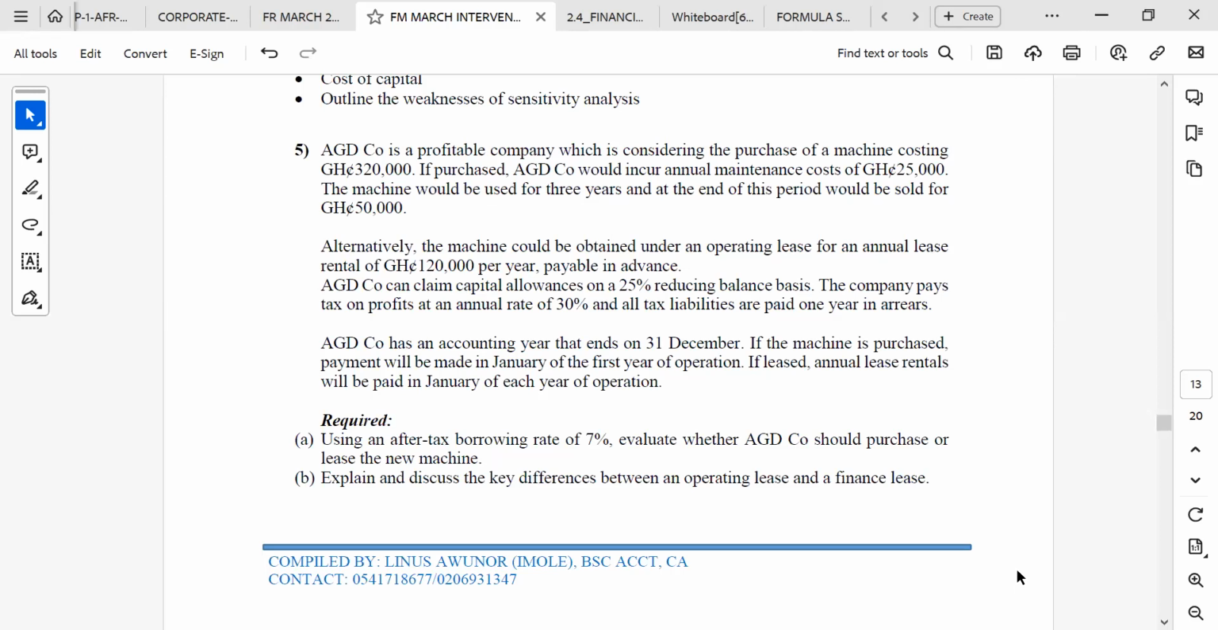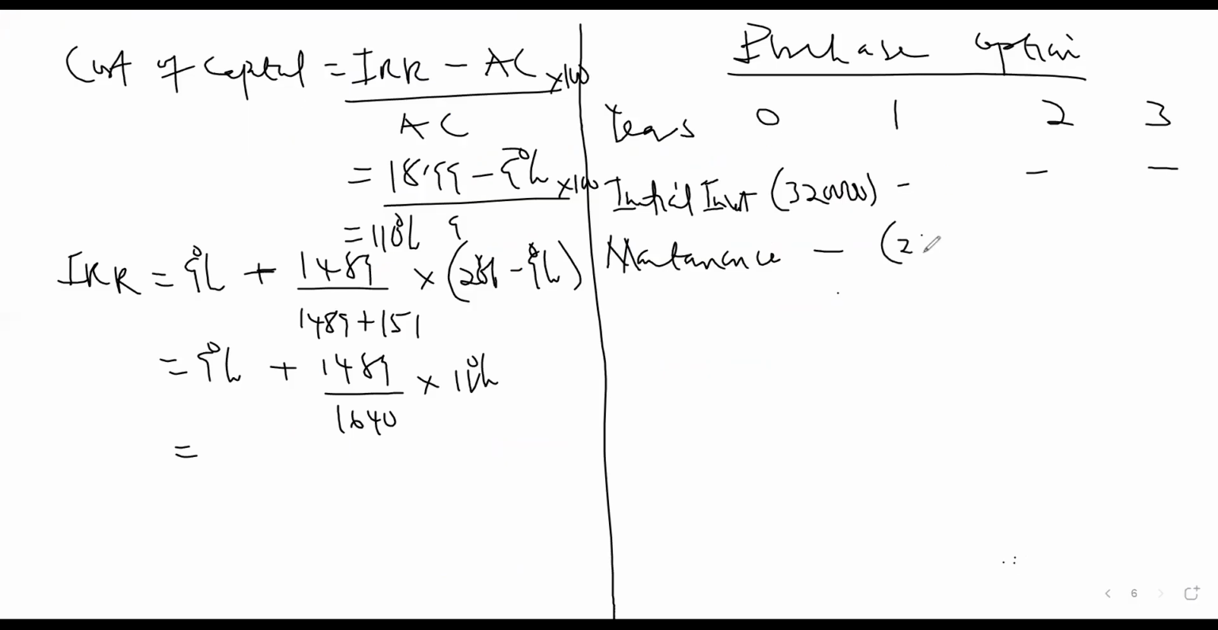For 3 years. Okay, so the maintenance cost, if nothing is being said, it will arise at the end of every year. So what will happen over there? That will be an outflow also, 25,000, 25,000, 25,000. What else?